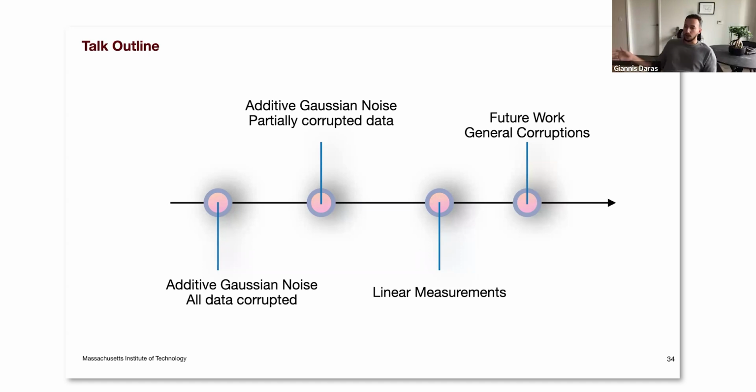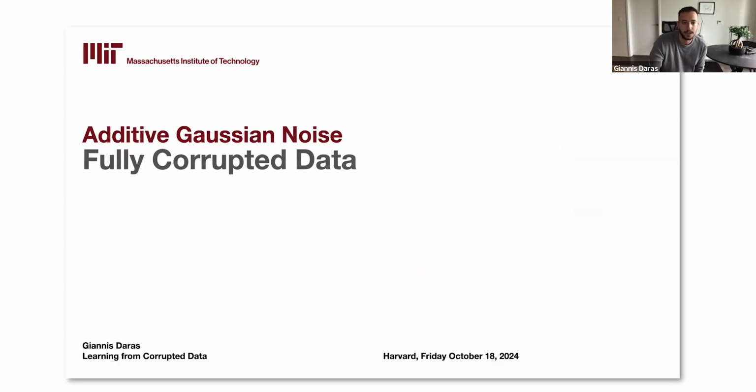And then towards the end of this talk, I'll give you some hints about how you could generalize this to arbitrary corruptions, which is an ongoing direction I'm actively working on, and I'm super excited. So if you want to elaborate on this type of stuff, I would be super happy to talk with you after the talk. So that's the plan. Let's get to it, because as you can see, we have a lot to cover.